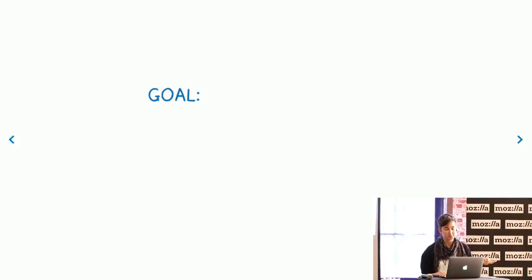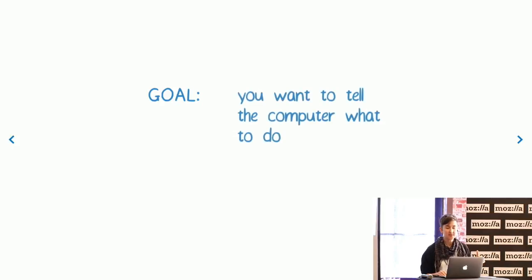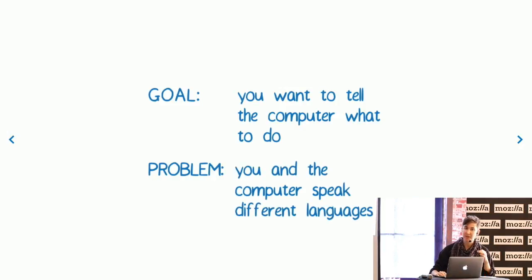When you're developing, you have a goal and you have a problem. The goal is you want to communicate to the machine what you want it to do. And the problem is that you speak a human language and the machine speaks a machine language. Even if you don't think of JavaScript being a human language, it really is. It was designed for human programmers to be able to program it. It's designed for the way that humans think.